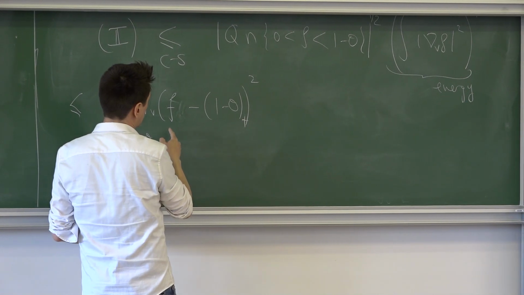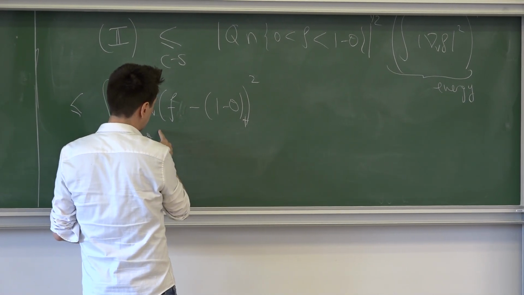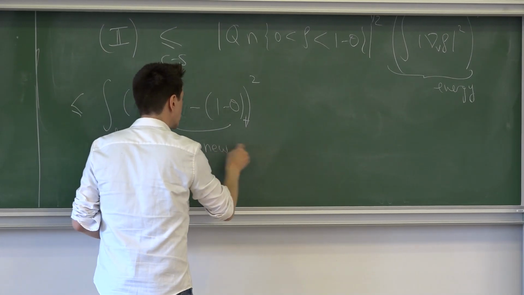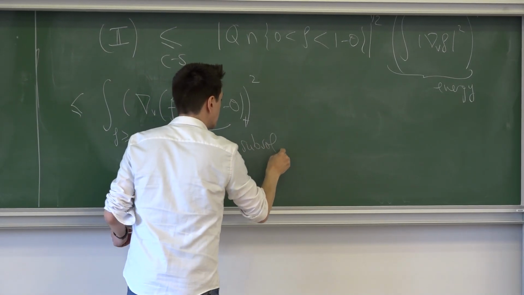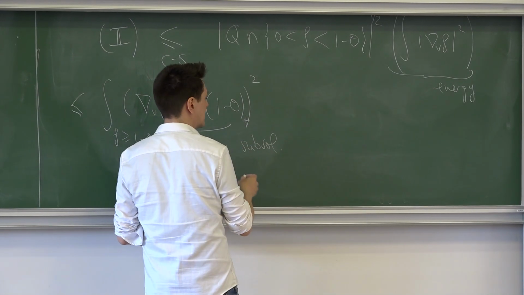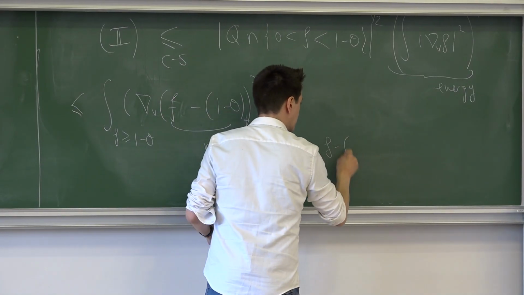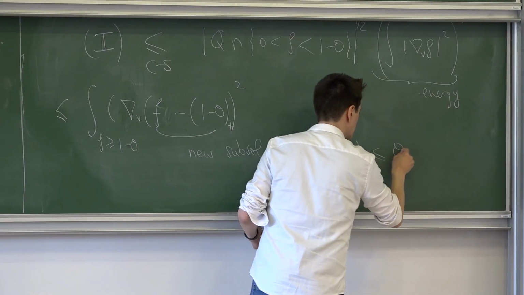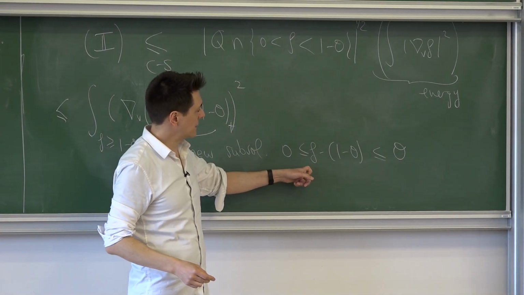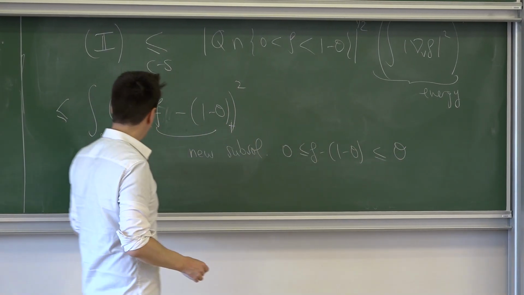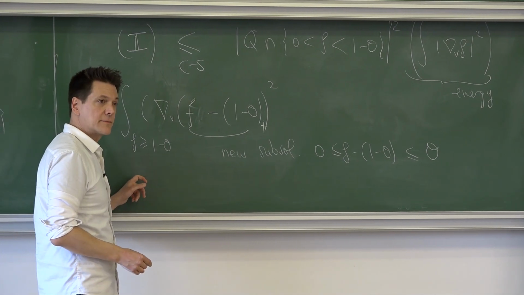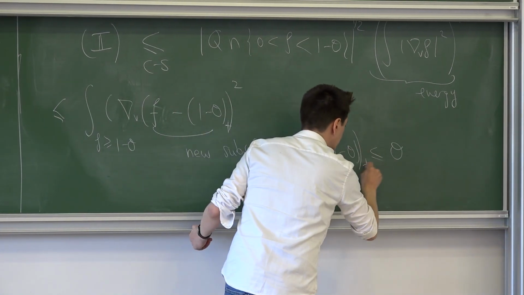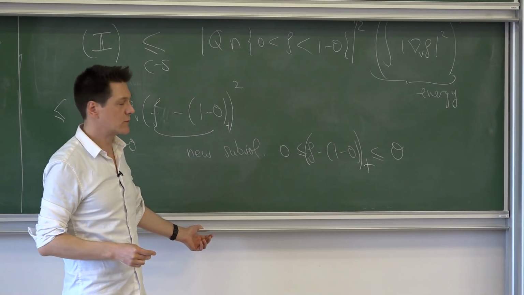And that object now is a new subsolution. So this object is between 0 and theta. Because f was between 0 and 1, and I only look at it in this region. Okay, so, sorry, that object with a plus. Sorry, I forgot. Without the plus, it would go below 0.